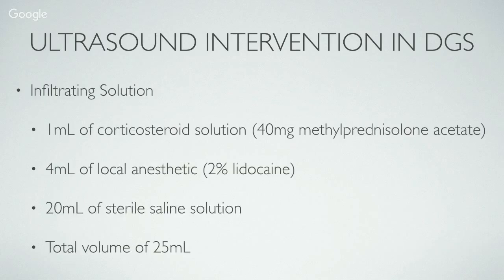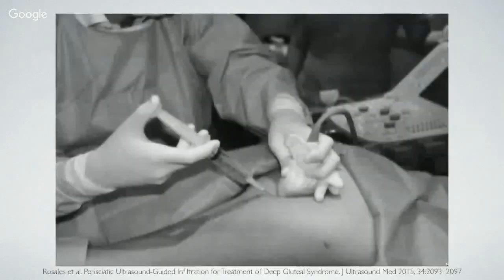A little bit more about the solution that they used. They used a total volume of 25 mLs of infiltrating solution: 1 mL of corticosteroid, 4 mLs of a local anesthetic, and then 20 mLs of saline. It's thought that this high volume is going to help create enough pressure to break up those fibrous bands and adhesions that have occurred around the sciatic nerve.